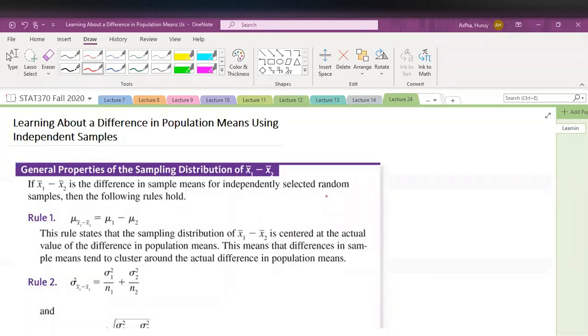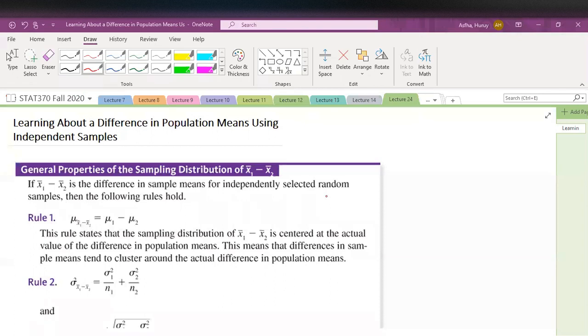Hello, everyone. In today's lecture, we will be talking about the difference between population means, where the two samples are independent. So now here we will see how to perform a hypothesis test and construct a confidence interval for the difference between the population means of two independent samples.